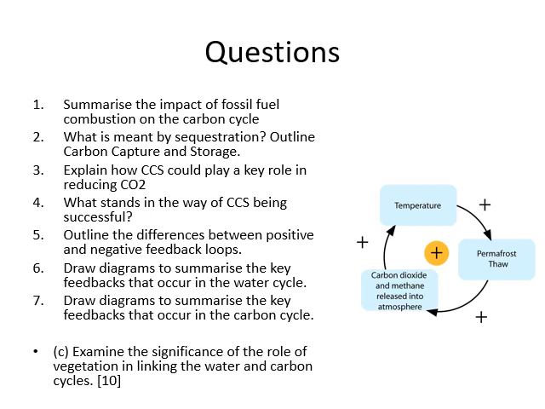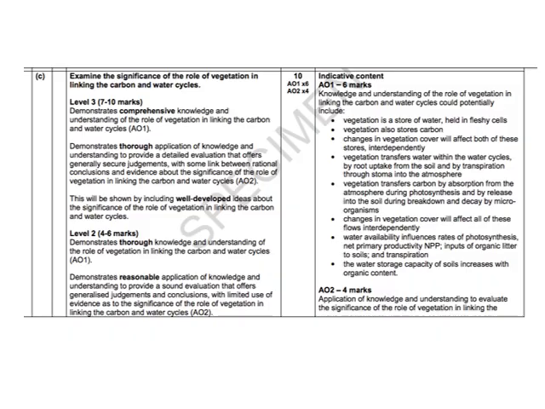So the first one at the bottom, examine the significance of the role of vegetation in linking the water and the carbon cycles. And here we've got a mark scheme that you can have a look at. So it's 6 marks for area 1, 4 marks for area 2. So looking at the knowledge in terms of vegetation storing water and also storing carbon, and how changes in vegetation will affect both of those stores.